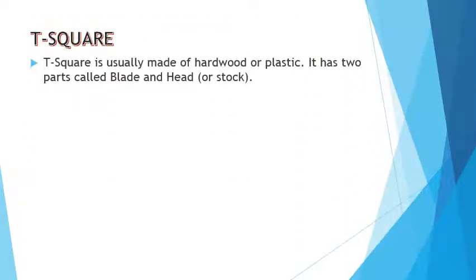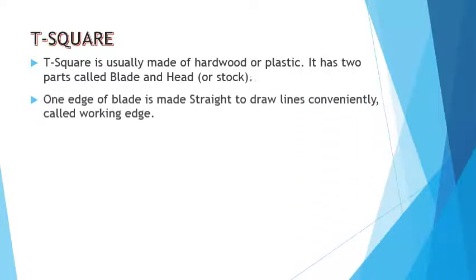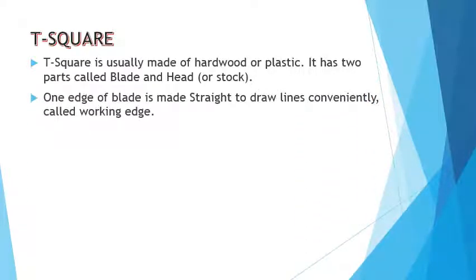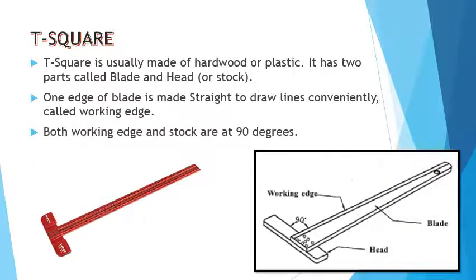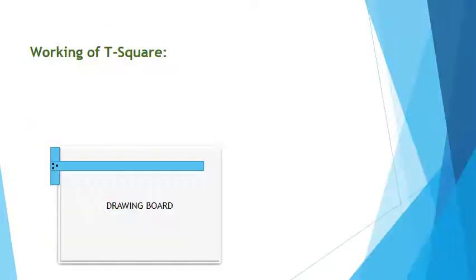T-square. T-square is usually made of hardwood or plastic. It has two parts called the blade and the head. The head is also known as the stock. One edge of the blade is made straight to draw lines conveniently, called the working edge. As we can see in the right side diagram, both the working edge and the stock are at 90 degrees.